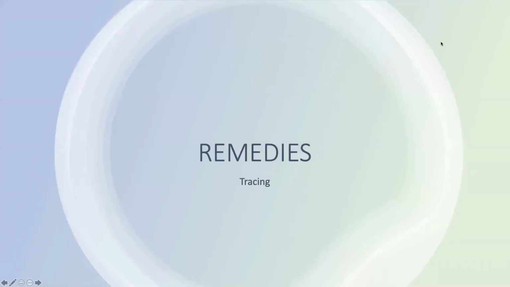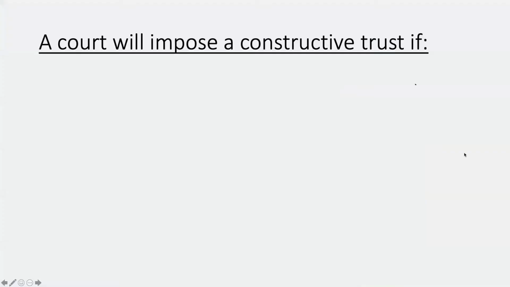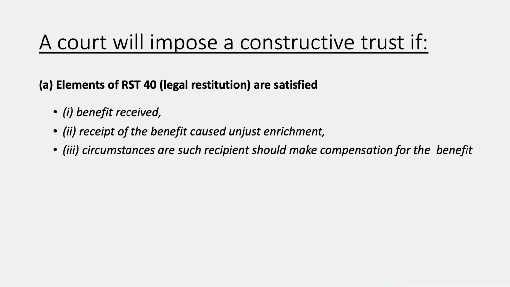We are now going to talk about tracing, which relates to equitable restitution via constructive trust and equitable liens. What we've learned so far, just to do a quick review, is a court will impose a constructive trust, which again is a type of equitable restitution, if one, the elements of Restatement 40, which gives the plaintiff legal restitution, are satisfied. And there's three elements. There must be a benefit received, the receipt of the benefit has caused unjust enrichment, and circumstances are such that the recipient should make compensation for the benefit, right?